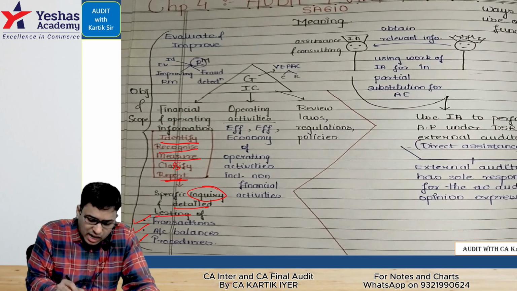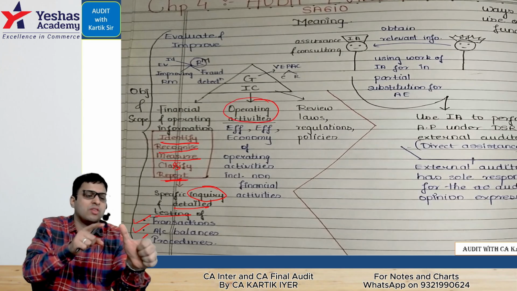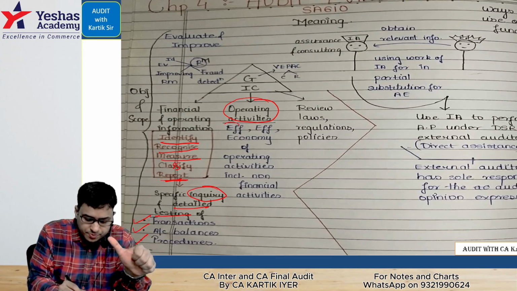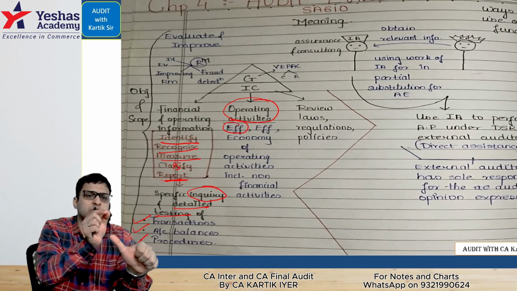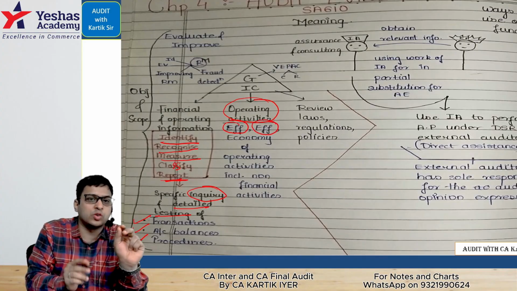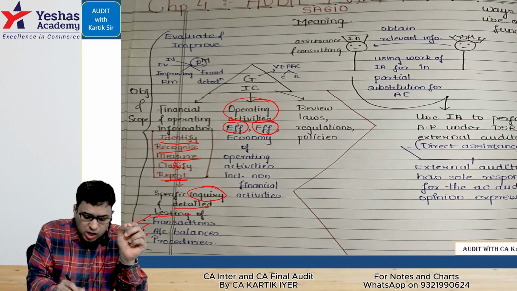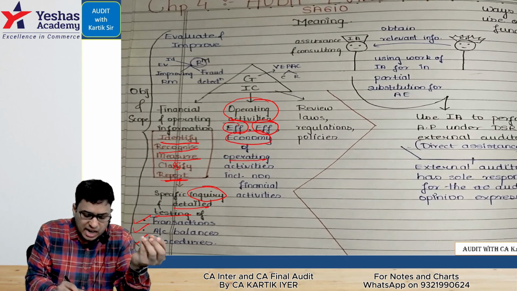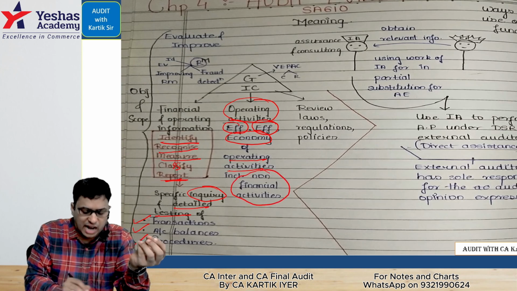Let's go further. Regarding factory, what are we concerned with? First of all, factory should produce good quality material. That is effectiveness. Factory, the work should get done on time. That is called efficiency. Factory, the work should happen within the budget made. That is called economy. We are checking the effectiveness, efficiency, economy of operating activities, including non-financial activities.